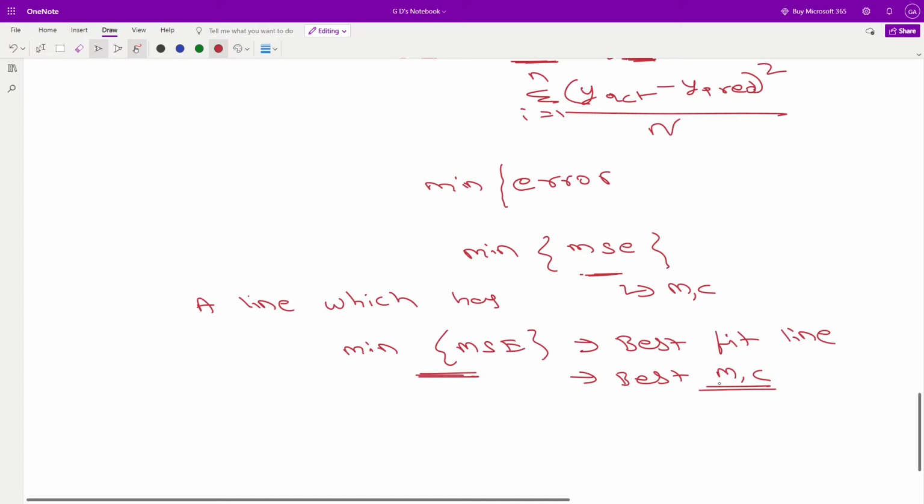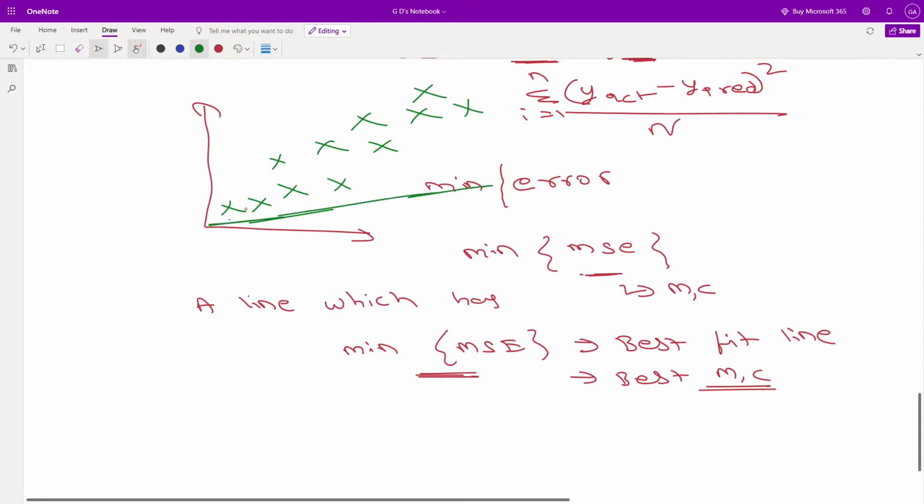If I want to find the line which has the minimum MSE, I can do it like this. Maybe let's assume these are data points. These are data points, right? And you start with some random line.